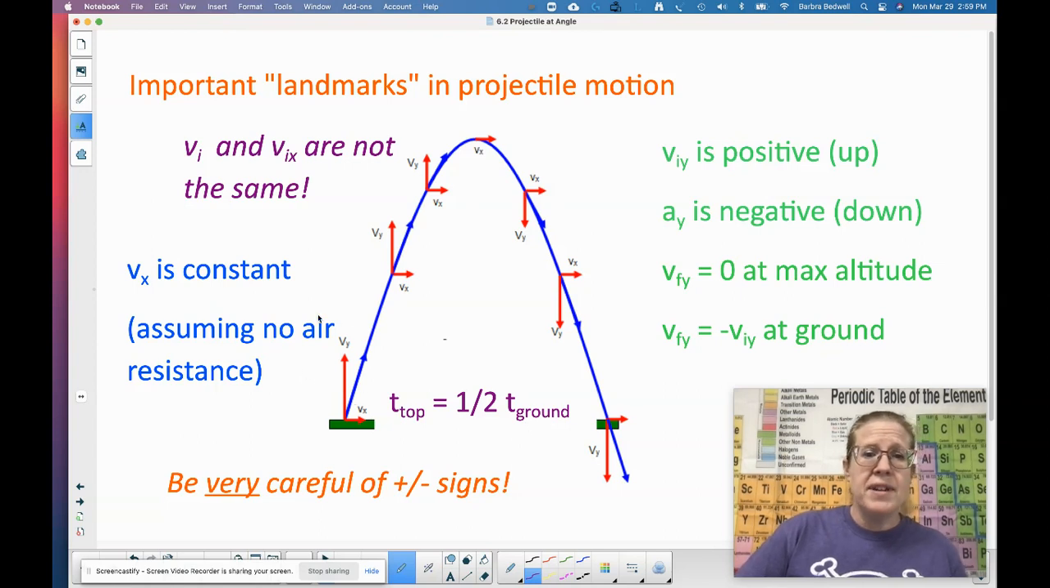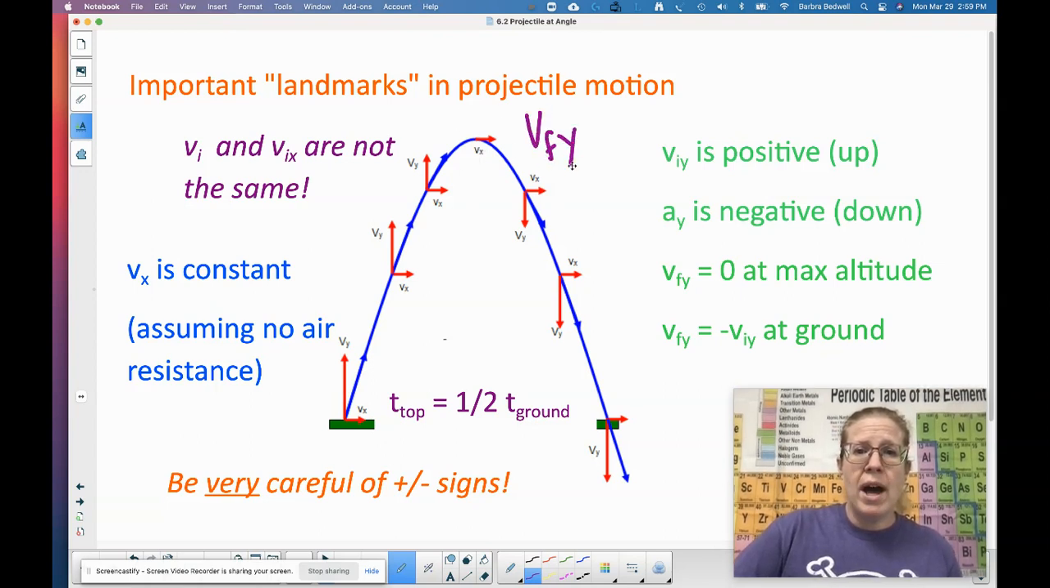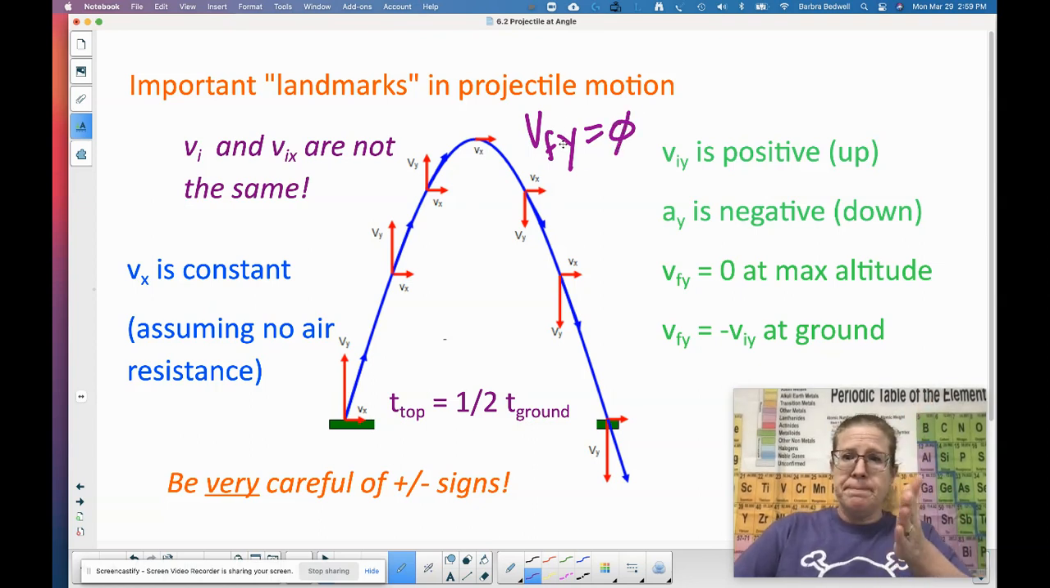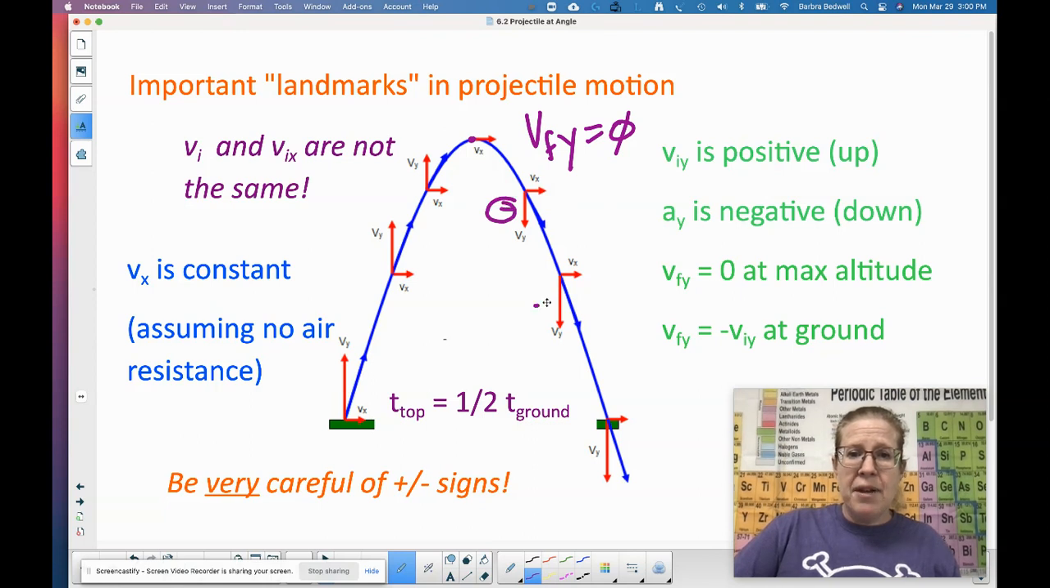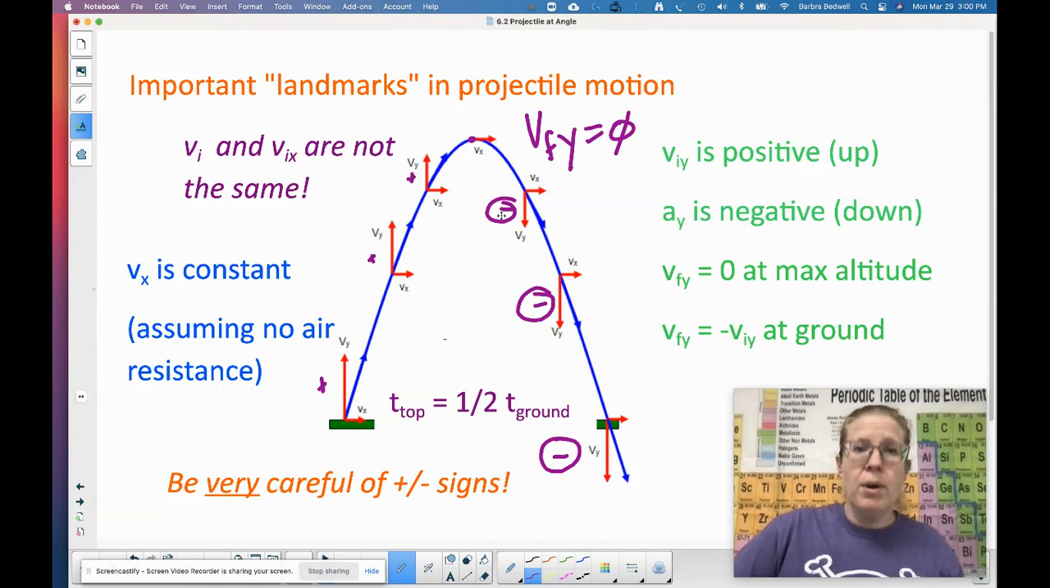VIY starts off at its maximum, but VIY gets less and less and less. At the top, VFY equals 0. But that's only the vertical dimension. At that maximum altitude right here, it becomes 0. And then our VYs become negative, because now they're going in the negative direction. So these are positive, positive, positive, 0, negative, negative, negative, if we're going in the down direction.